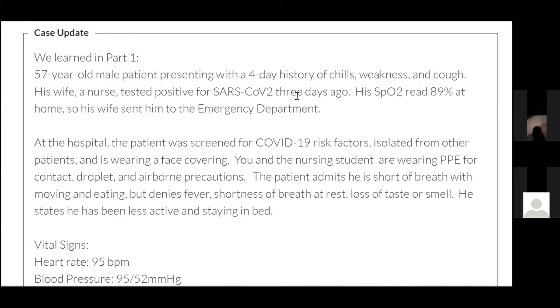The patient admits he is short of breath on exertion and is able to move and is able to eat, but denies any fever, shortness of breath at rest, and the loss of taste or smell.